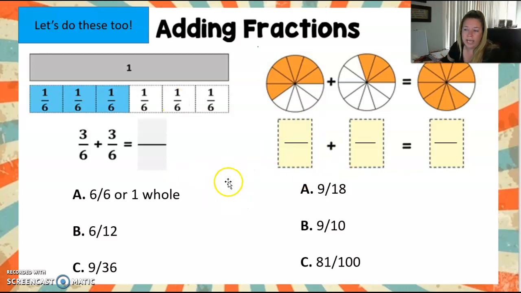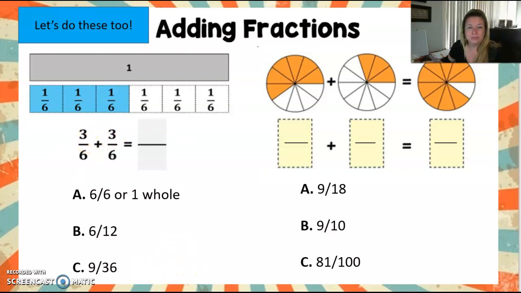Okay, try and do these on your own. So 3/6 plus 3/6 equals what? Is it A, 6/6 or 1 whole, B, 6/12ths, or C, 9/36? If you are not ready, pause it because I'm about to give the answer.